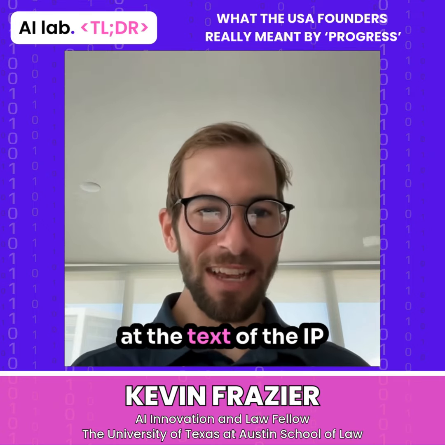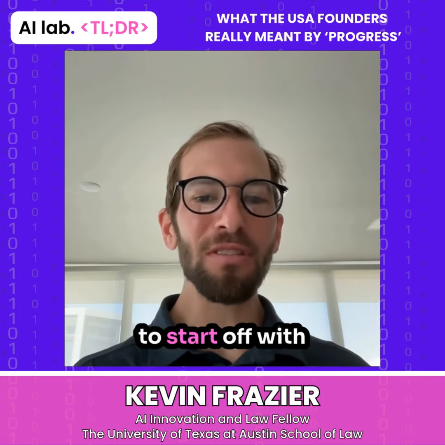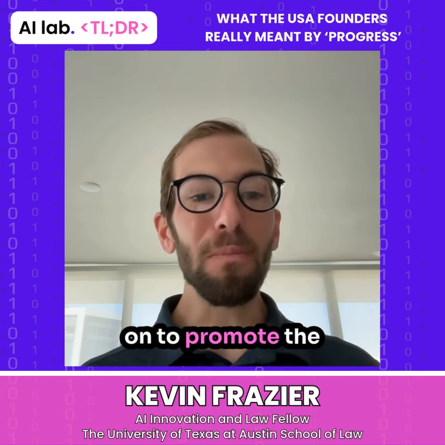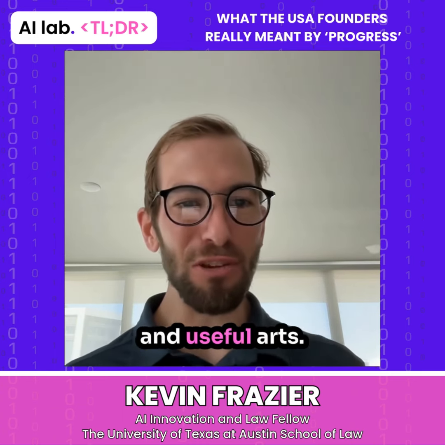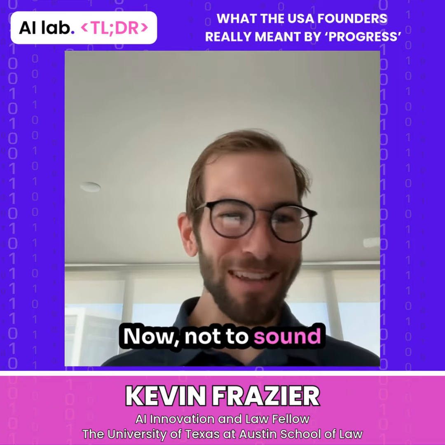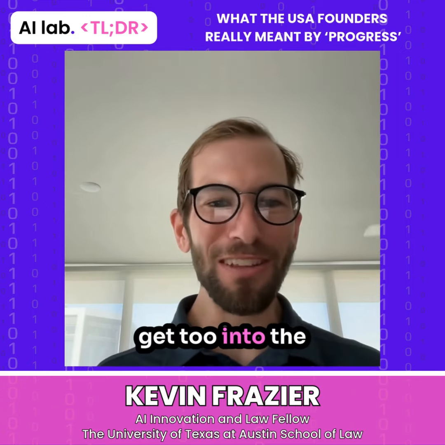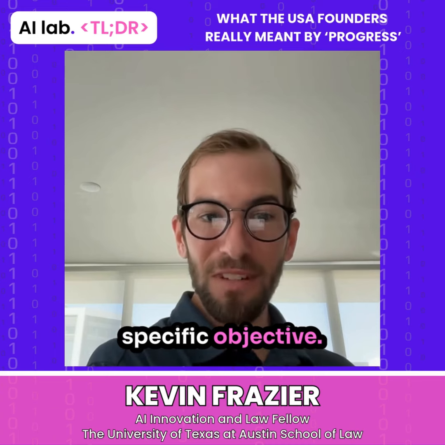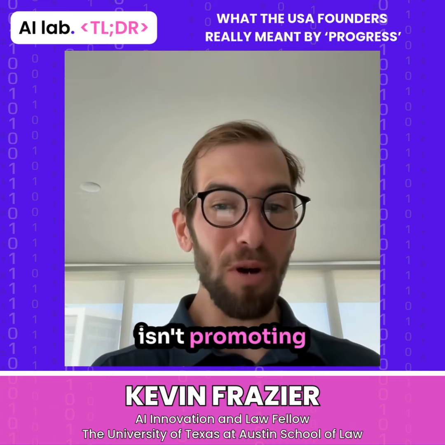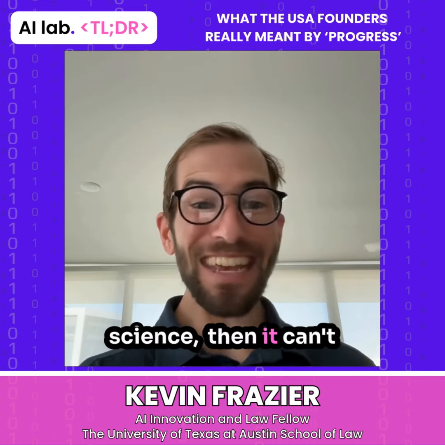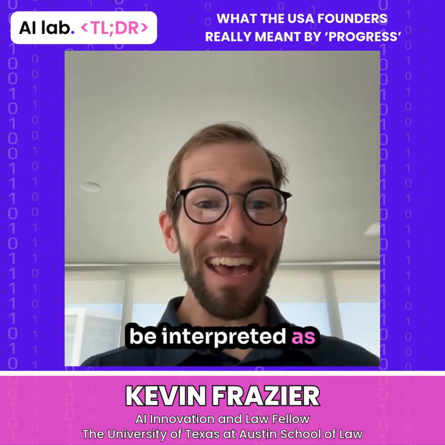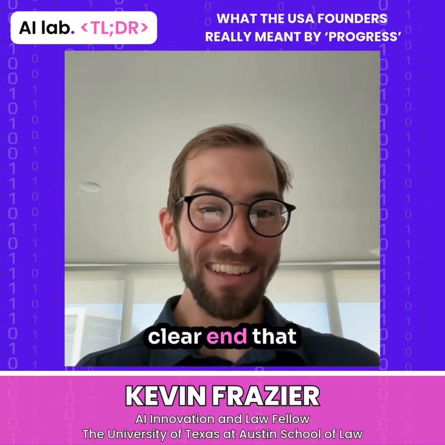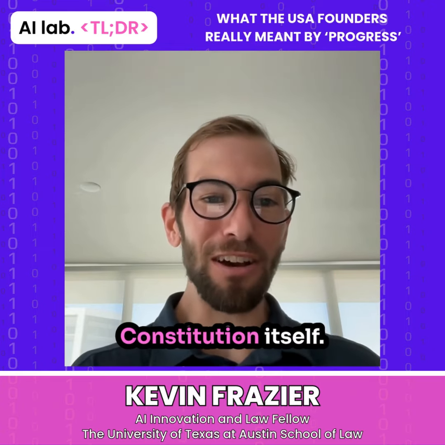And looking at the text of the IP clause, it's important to start off with the end that they were trying to focus on: to promote the progress of science and useful arts. Now, not to sound too much like a lawyer, not to get too into the textual weeds, but that is a very specific objective. If something isn't promoting the progress of science, then it can't be interpreted as constitutional. It's flagrantly violating the clear end that the founders entrenched into the Constitution itself.